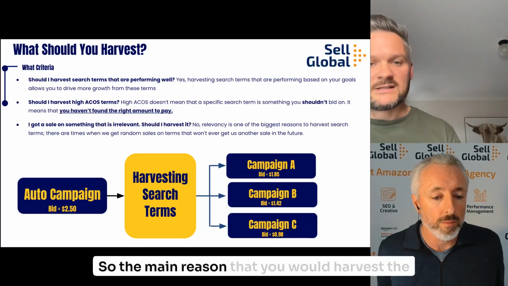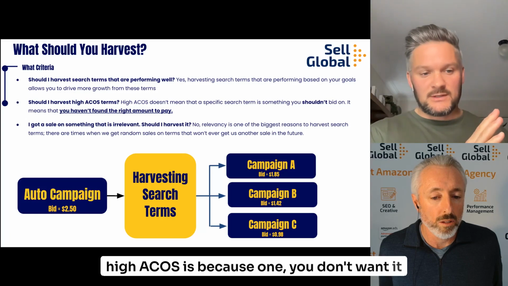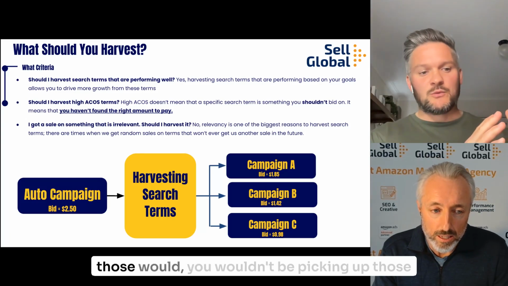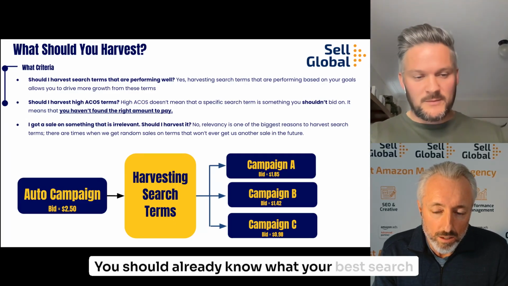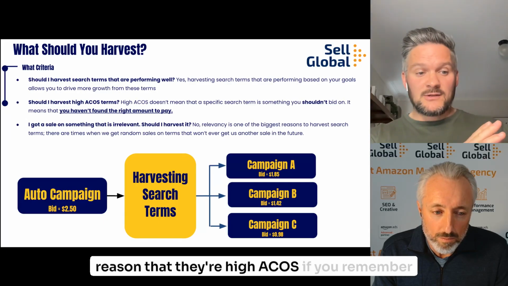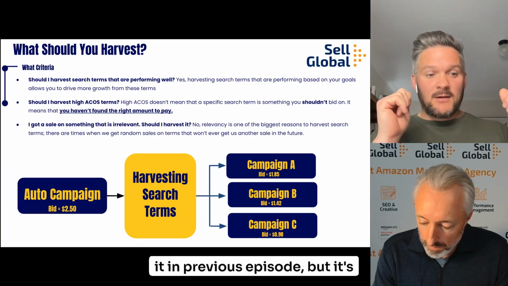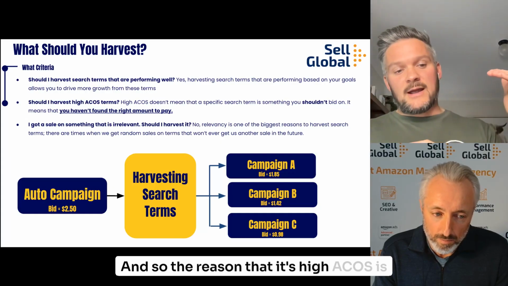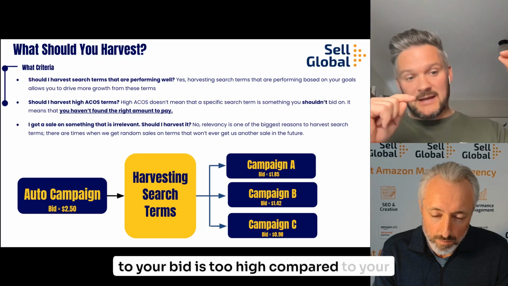The main reason you would harvest the high ACOS is because you don't want it to be high ACOS. I'm excluding ranking and things like that from this example, because you wouldn't be picking up those kinds of terms in this process. You should already know what your best search terms are. So ignoring those, the reason the others are high ACOS, if you remember the formula for bidding we talked about in a previous episode, is that price and conversion rate are the two levers. The reason it's high ACOS is that your cost per click, which is related to your bid, is too high compared to your conversion rate.